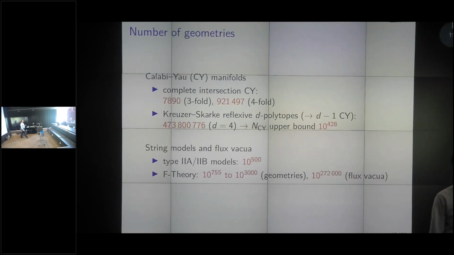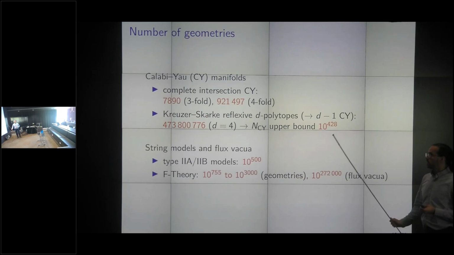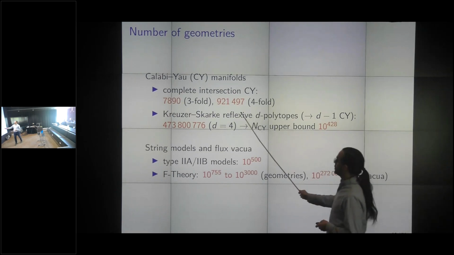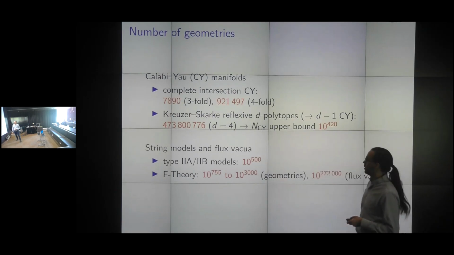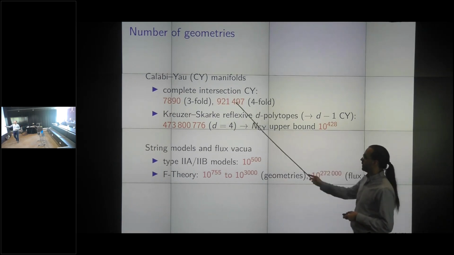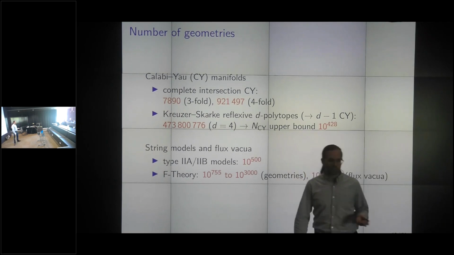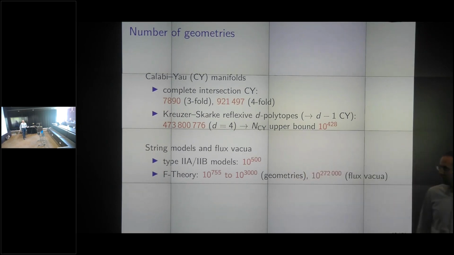So to give you a taste of why it's difficult, let me count the number of geometries which appear in this problem. If you look at Calabi-Yau manifolds, the simplest type is called complete intersection. For the three-dimensional one, you have around 8,000, which is big but still manageable. For the fourfold, you have 1 million.